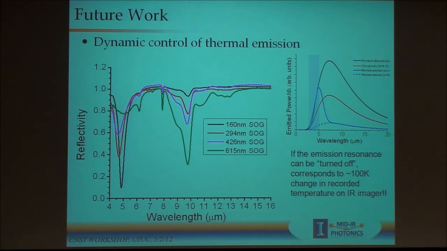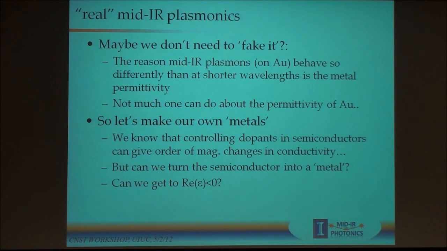So we can design a structure where we can control the thermal emission dynamically in this 3 to 5 micron range and effectively tune the temperature of our surface. If you're looking with a camera that operates in the 3 to 5 micron range, you can basically change the effective temperature of your surface by about 100 K, ideally.